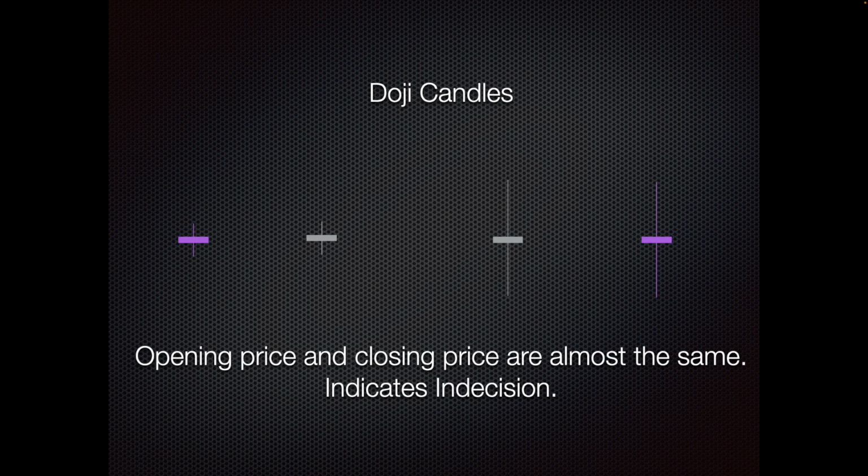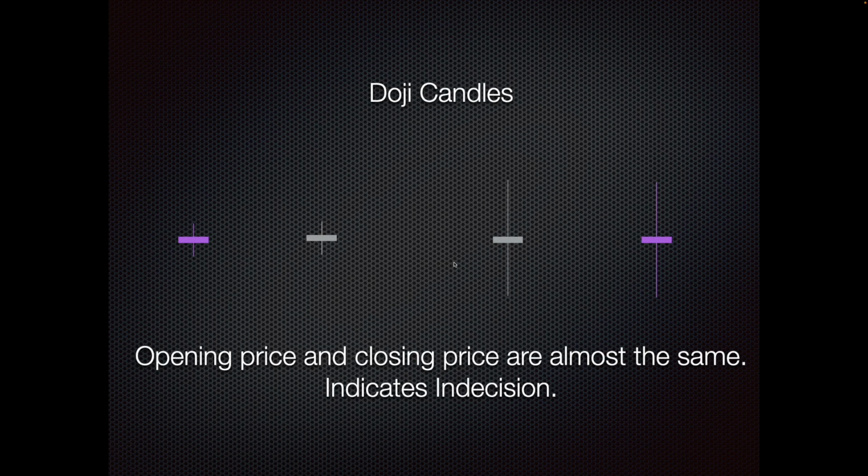Doji candles come in a couple of different forms, but we're going to keep this basic. So we've got the normal doji candles, and we've got long wick doji candles. What we're looking for here are candles that have an opening and closing price pretty much at the exact same level. This is an indication of indecision. When you see these in the middle of a range, they don't mean anything. But when you see them at the top or the bottom of a range, they could start to show us something.